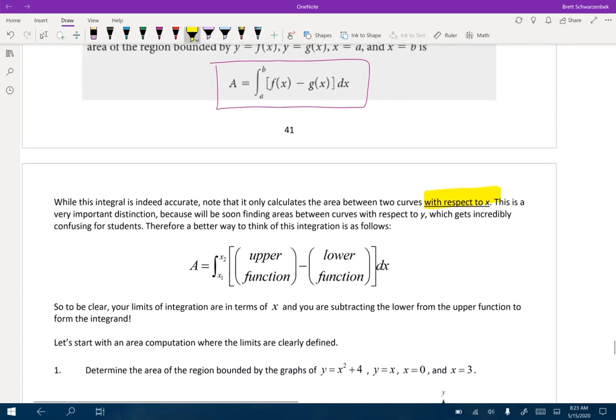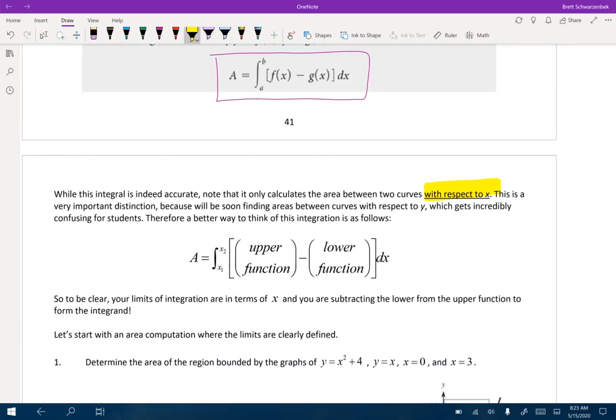So I do have a shortcut for you though. Students will often memorize this function up here, and they will get a little confused because sometimes they define these functions by f and g, but it's not really the f and g in this formula. I know that sounds kind of weird, but it can get a little confusing.